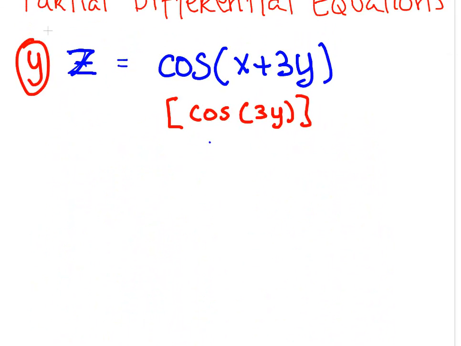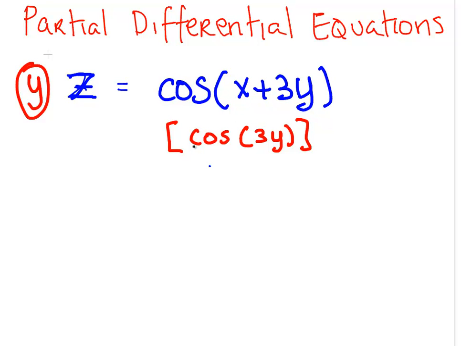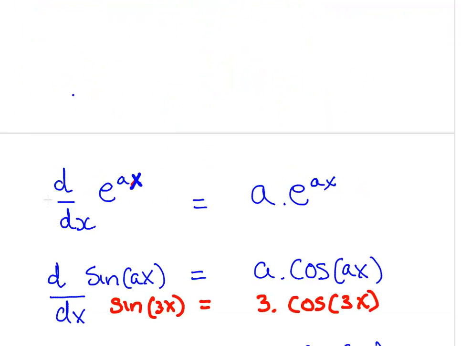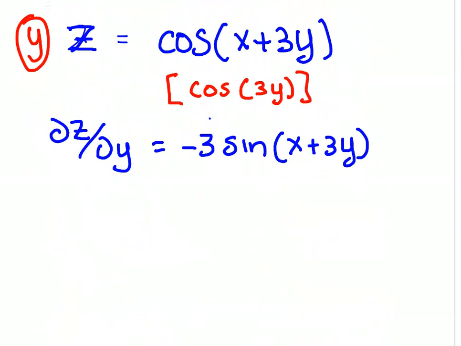So let's go back up here. The first derivative of z with respect to y is minus sine of x plus 3y. No, it's minus 3 times that, I should say. Let me double check that. Yeah, I've got that right. Sorry for bouncing up and down there.